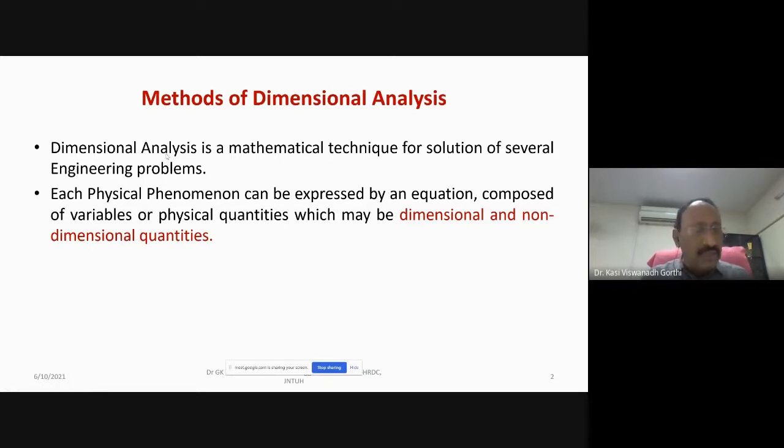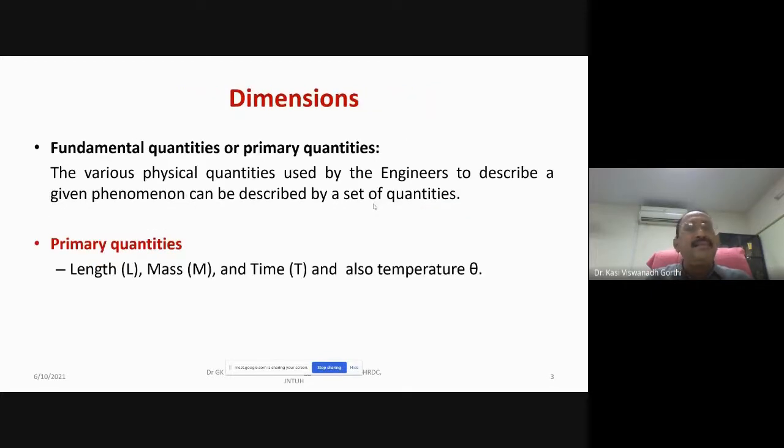Okay, so the logic behind that is each physical phenomenon can be expressed by an equation composed of the variables or physical quantities, which may be either dimensional or non-dimensional quantities. Any physical phenomenon can be expressed by an equation. Okay, so in this equation we have several physical quantities. These physical quantities may be, some may be dimensional, some may be non-dimensional also.